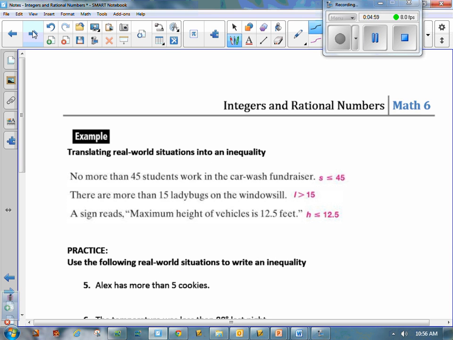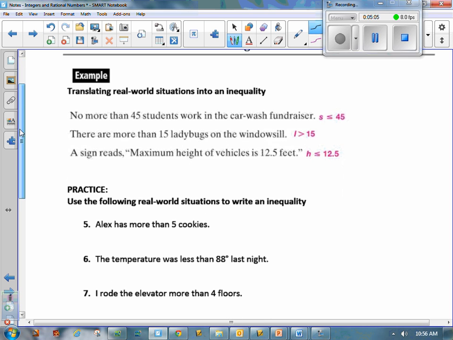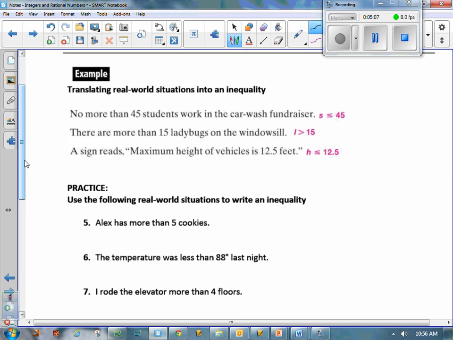Now let's take a look about translating inequalities. We kind of did it first when we saw the actual problem, but now we're going to have words and we're going to write the problem from the words.